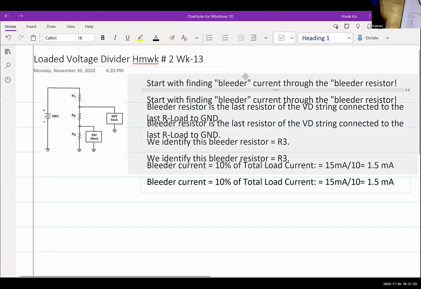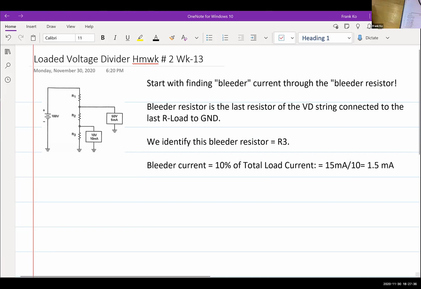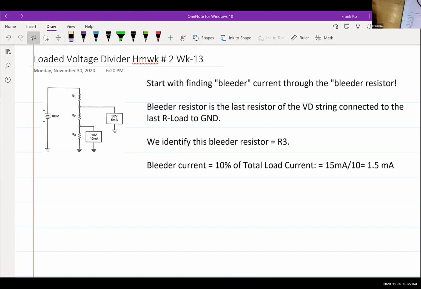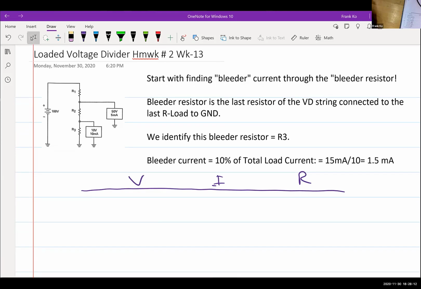Let me move this guy up here. Okay, I'm going to detach this for a moment. And now draw. All right, so I'm going to set up a V, I, and an R column header. And I have 3 series resistors and 2 load resistors, right? So that means I'm going to have a certain number of rows.